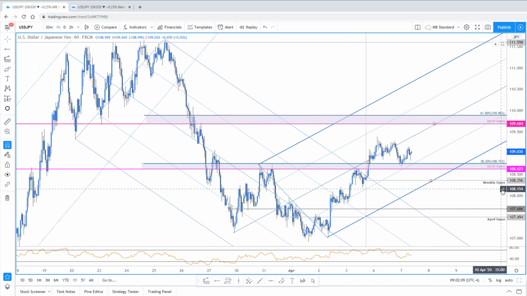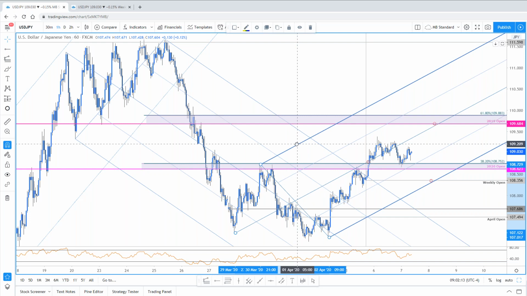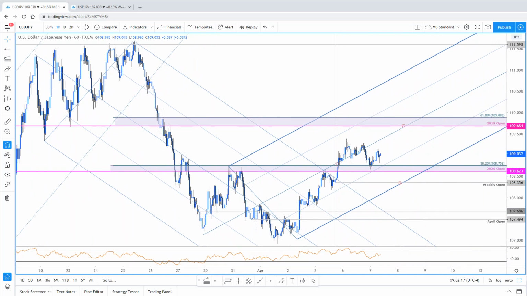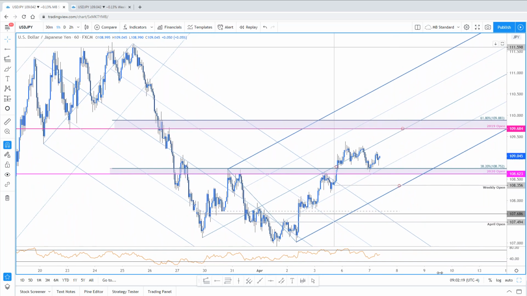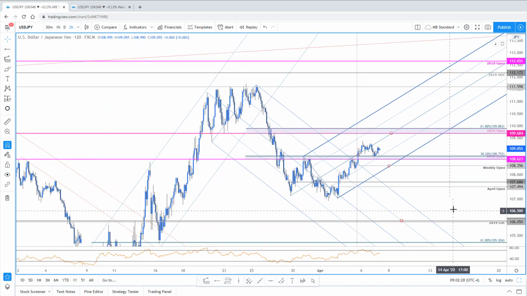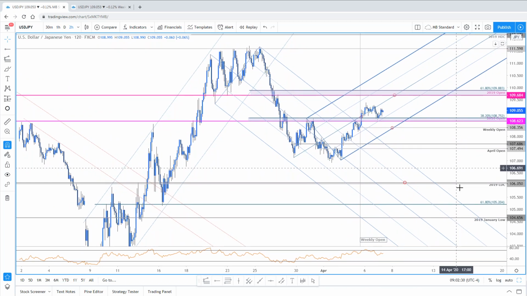No surprise to see the abomination doing abominatory things, but the levels are actually not that bad. They're pretty clean. Here's the 60-minute. Oh, this is the 6-minute. Here's the 120. Questions on dollar yen number 7.